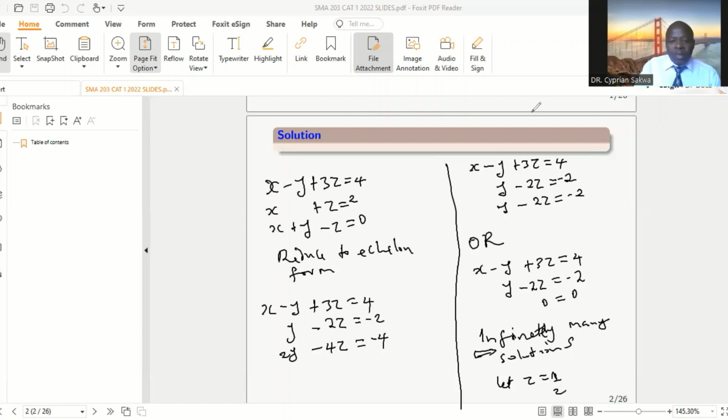Now, let's look at the next question. But this is how you are supposed to have done this question. You were just to reduce this to echelon form, and then look at the last equation here and see if it is 0 equals 0. That means the system has infinitely many solutions.